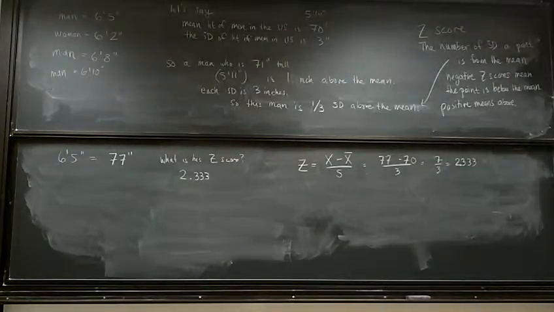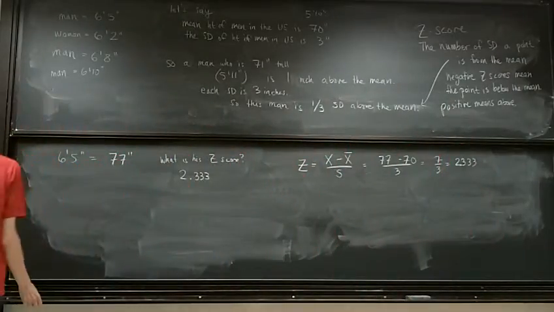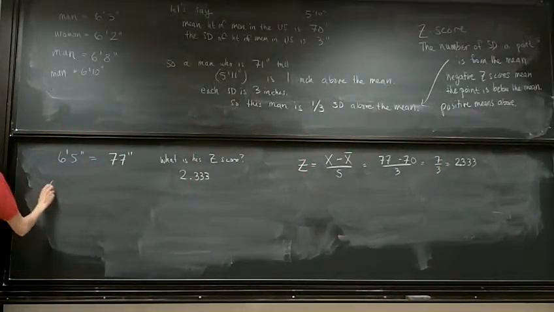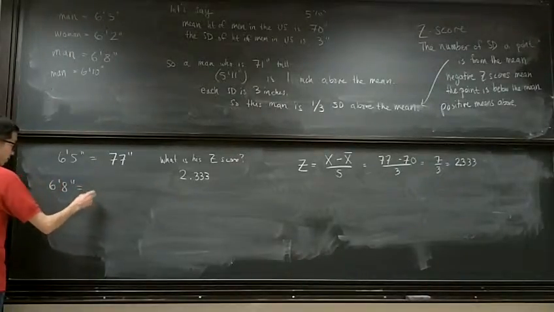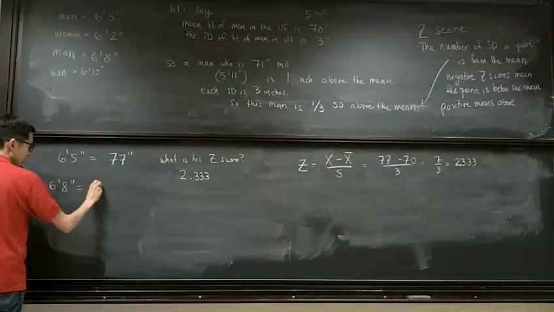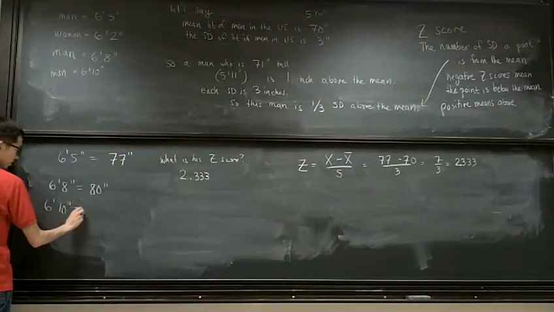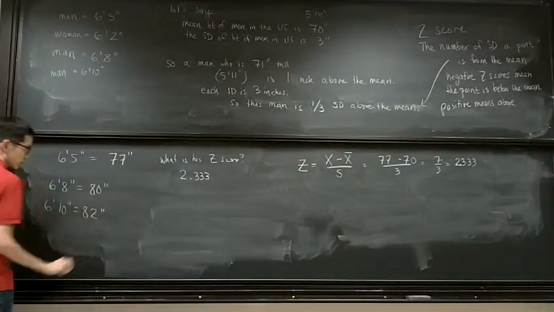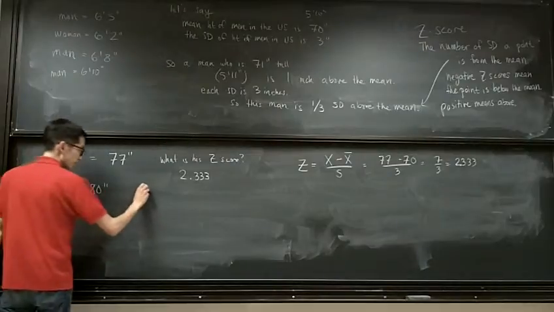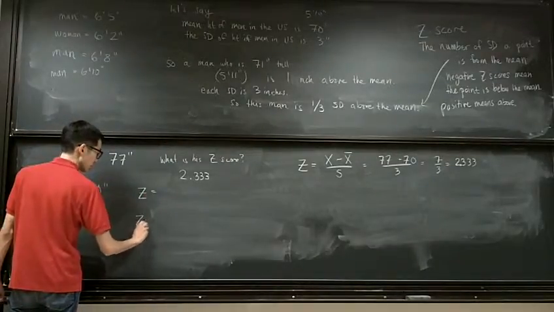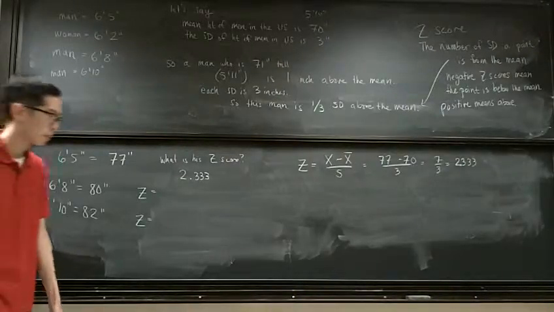Okay? So, give me the z-score of the man who's 6'8", which is equal to 80 inches, and the z-score of the man who is 6'10", which is 82 inches. Okay, so go ahead. Tell me, or do the calculations, their z-scores.